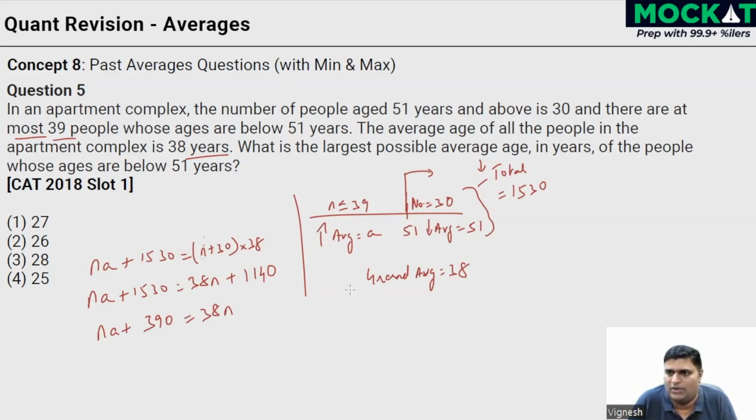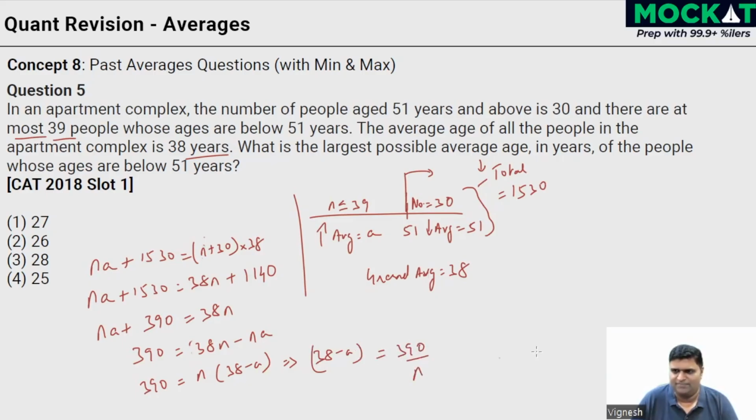So now we need to again think in terms of A. I want to maximize A. What should be the impact on n and all of that? So let me move n to that side, right? nA to that side. 38n minus nA, right? And I have to take an n common, and I get 38 minus A equals 390, right? And where does this go from here? 38 minus A equals 390 by n. 390 by n over here.